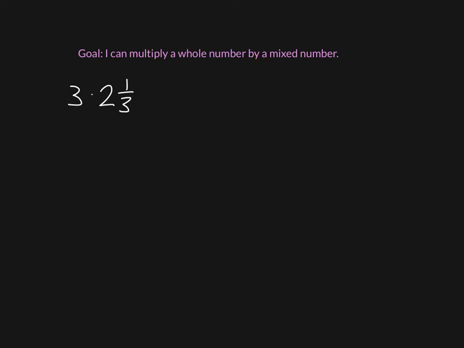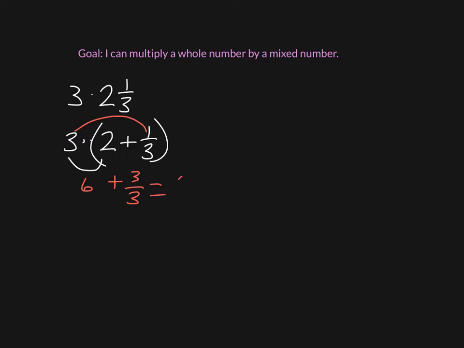So if you remember with decomposing numbers, we can use the distributive property, so we have 3 times 2 plus 1/3, and using our distributive property we have 3 times 2, which is 6, plus 3 times 1/3, which is 3/3, so 6 plus 3/3 equals 6 plus 1, because 3/3 equals 1, 6 plus 1 equals 7.